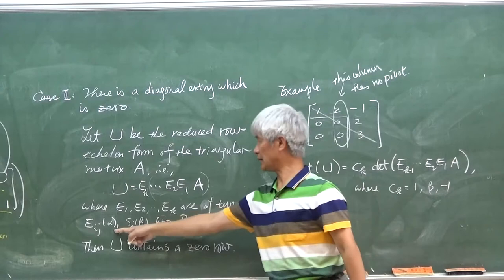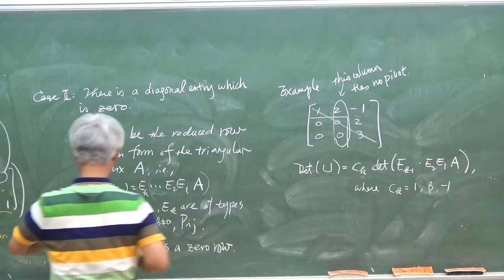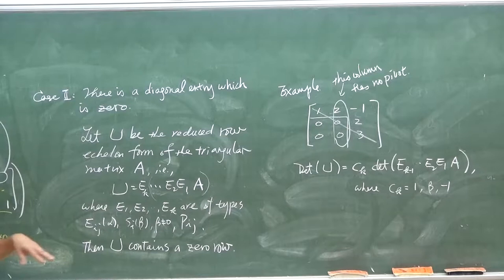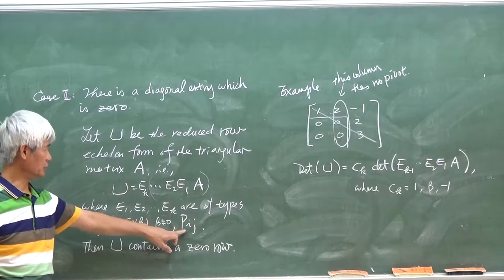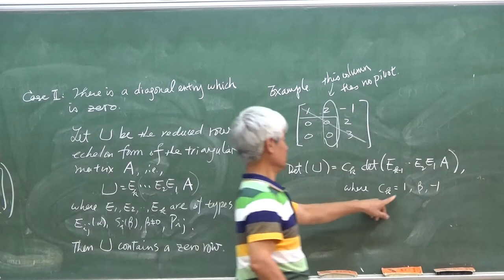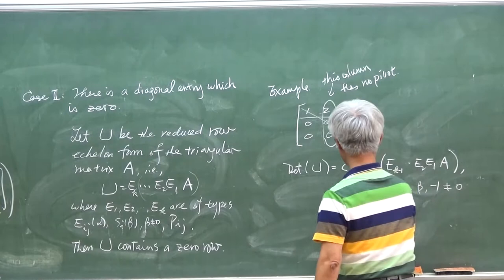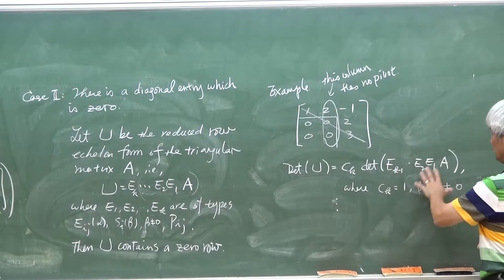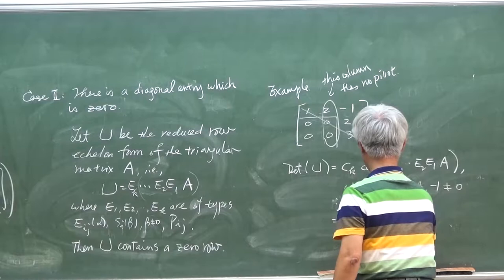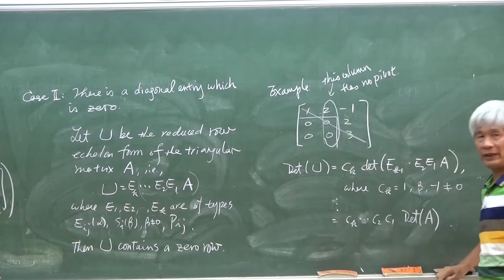It depends on what type of operation you apply. If we apply the replacement, then the current Ck is 1. If scaling, then you have put a scale of beta there. And if you don't do a row exchange, then it fits nicely. Anyway, we know this is non-zero, okay? Because beta, I said, is non-zero. So Ck is never zero. And so we can do that one by one. So finally, you have Ck, dot, dot, dot, C2 and C1 and the determinant of A. Is that right?